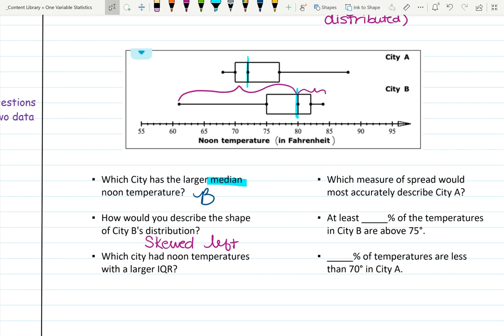Which city had noon temperatures with a larger IQR? Well, this one we've got to do a little math. The IQR of city A looks like it goes from 70 to 77. So 77 minus 70 gives us an IQR of 7, versus city B, 75 to 82. So 82 minus 75, that's 7. So which city had noon temperatures with the larger IQR? Either. They're the same.